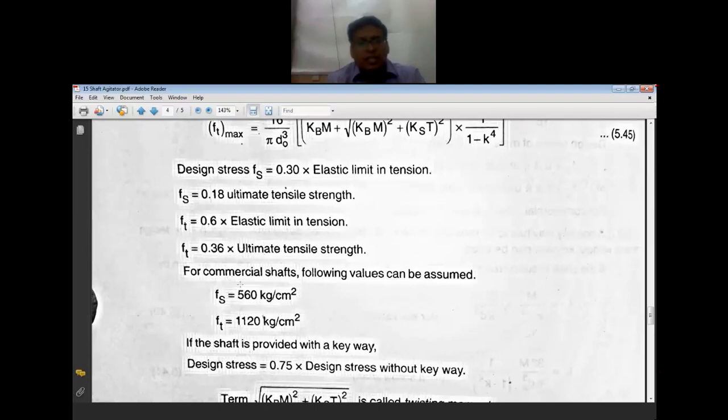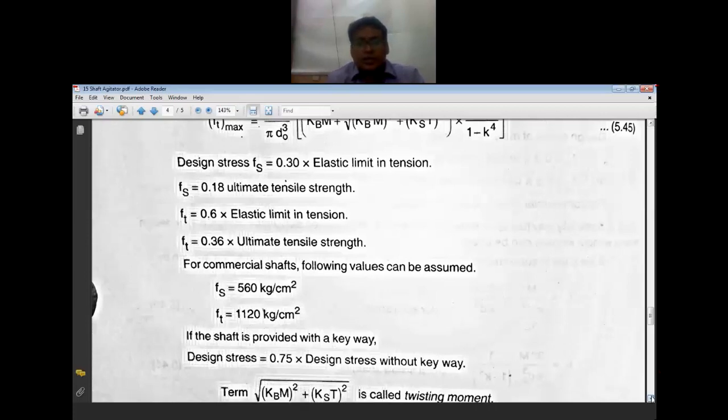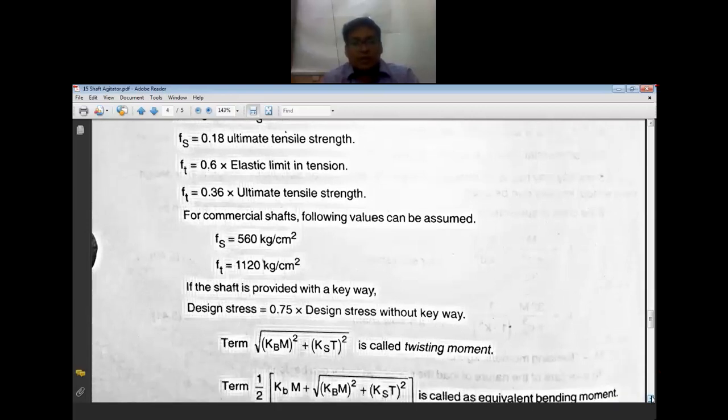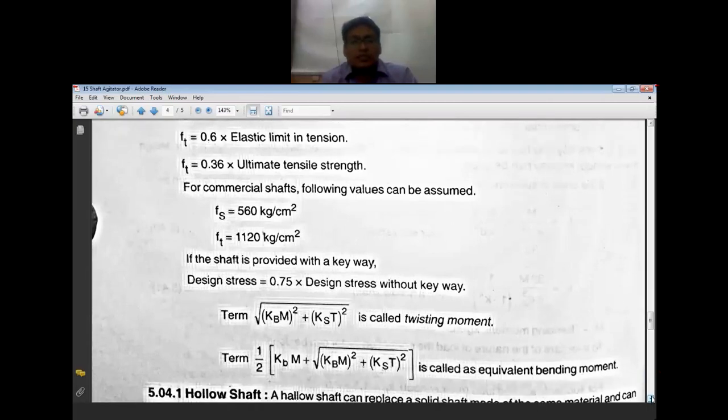So for commercial or general use, Fs, the maximum shear stress, is taken as 560 kg per centimeter square, and the maximum tensile stress is considered as 1120 kg per centimeter square. If the shaft is provided with a key, then the shaft value will be reduced to 0.75. Now the term Kb into M square plus Ks into T square is called the twisting moment term, and the other term is the bending moment term.